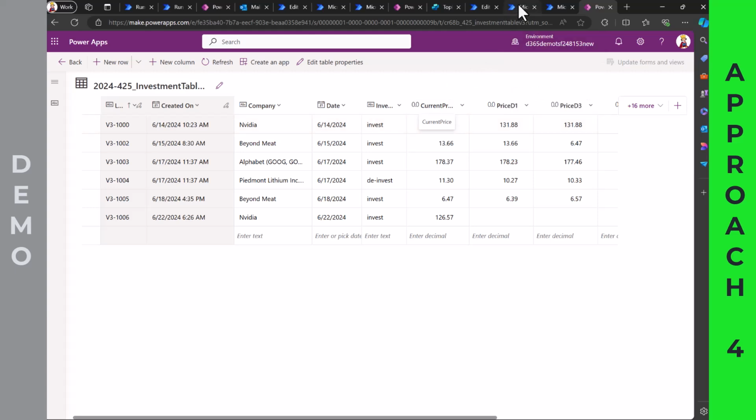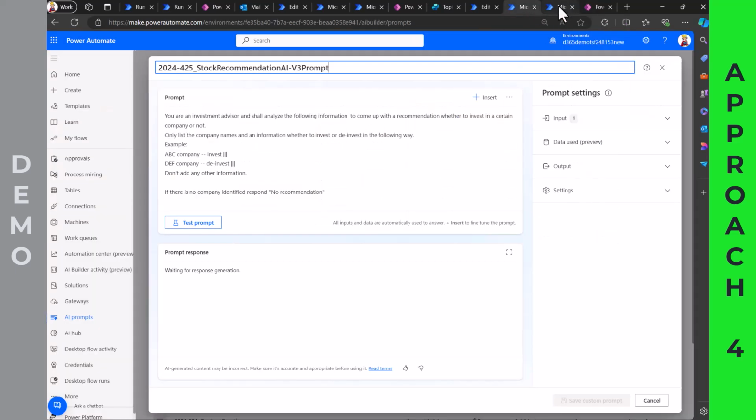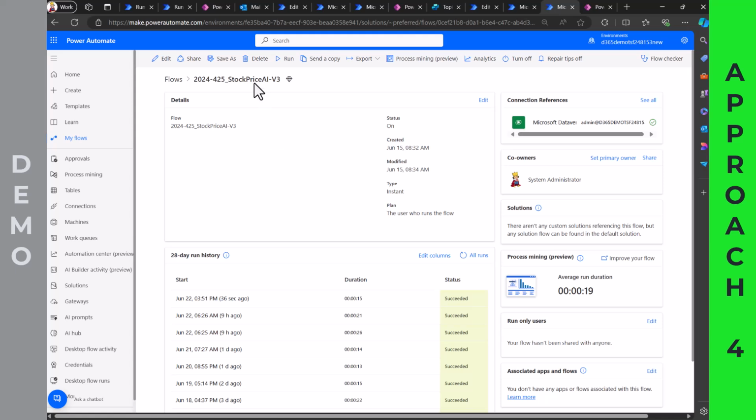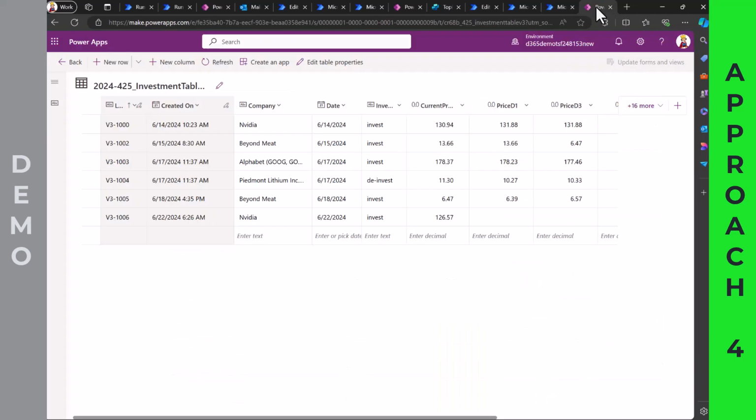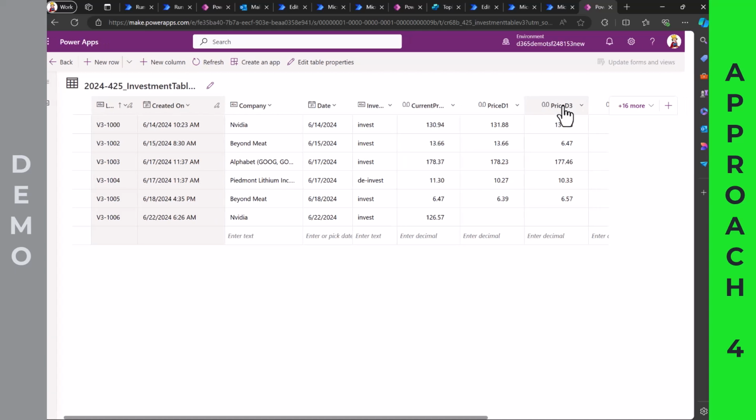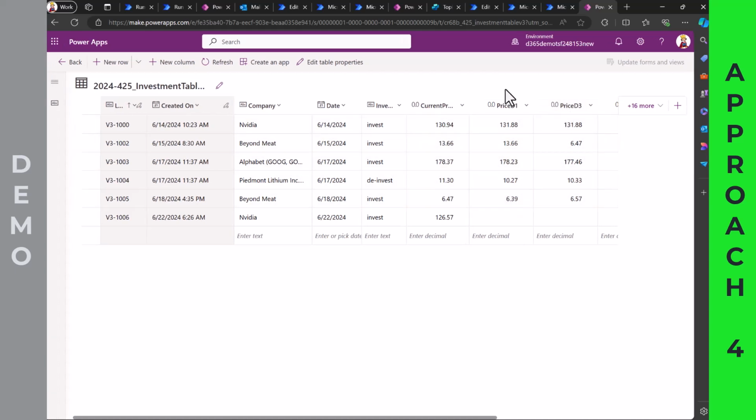And then again, the last step is to have a price update, a price check of the different stocks that I have here in this table. And then depending on whether this is the current day, the next day, day plus 3 or day plus 7, I have here different prices. So that's the whole thing that I did.